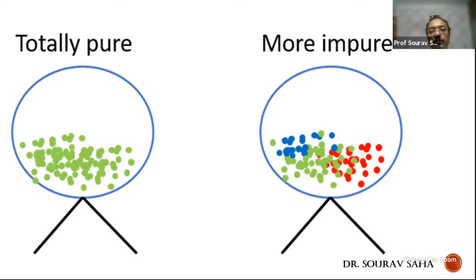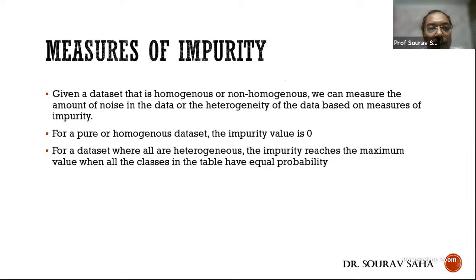On the right hand side, the green parts are the water, but there are also dissolved particles, the red and the blue ones, right? If you have to make pure water out of this, you need to filter out the blues and the reds. That's what we'll probably try to do. So what we are going to do is measure this impurity value.